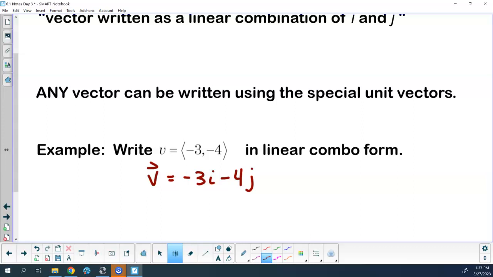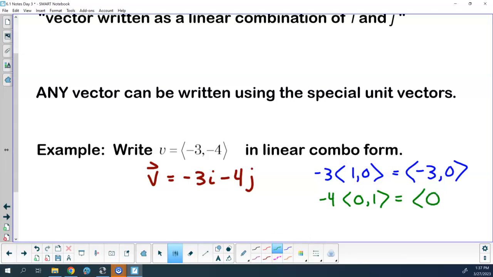Because if I took negative 3 times vector i, I would get the vector negative 3, comma 0. And if I took negative 4 times my vector j, I would get the vector 0, comma negative 4. And if I add them together, I add the horizontal components, I add the vertical components, and I get vector v.